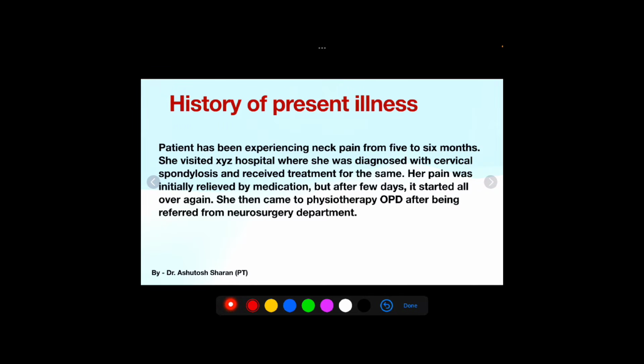History of the present illness. So patient has been experiencing this neck pain for 5 to 6 months, we already know. She visited XYZ hospital, not relevant right now, where she was diagnosed with cervical spondylosis. Cervical spondylosis को मैं एकदम जेनरिक भाषा में अगर मैं समझाऊं तो स्पाइन का osteoarthritis. So this is cervical spondylosis. And then she received the treatment for the same. Her pain was initially relieved by the medication, but after a few days it started all over again. She then came to physiotherapy OPD after being referred from the neurosurgery department, all right, for physiotherapy.